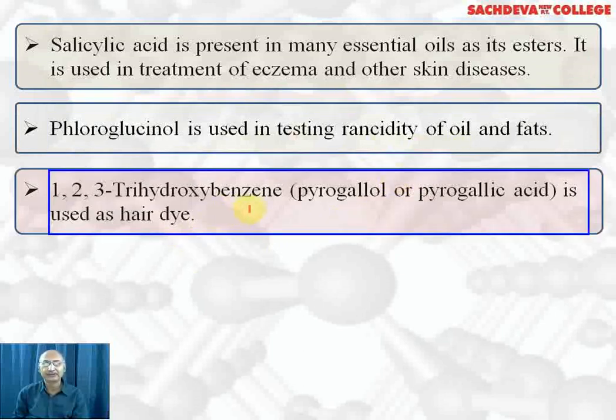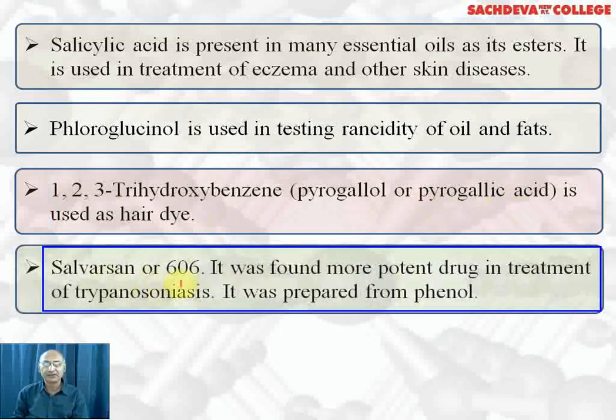1,2,3 trihydroxybenzene, these days we call it benzene 1,2,3 triol. Common name is pyrogallol or pyrogallic acid. It is used as hair dye. Salvarsan or 606 is found to be a more potent drug in the treatment of trypanosomiasis. It was prepared from phenol.